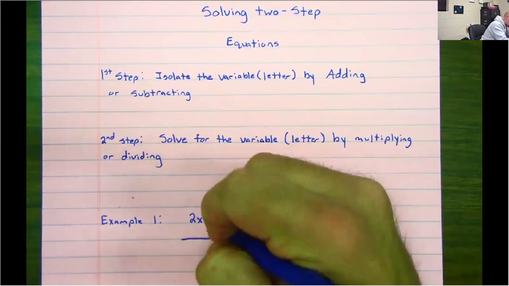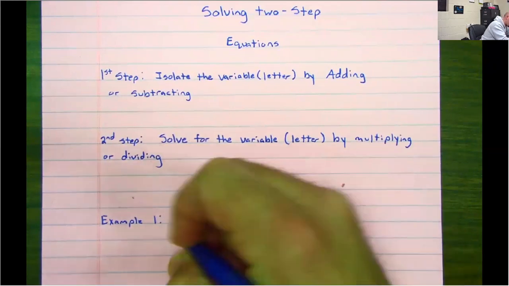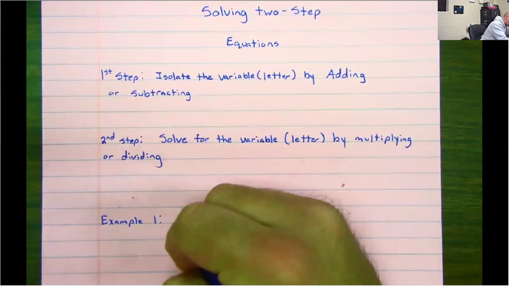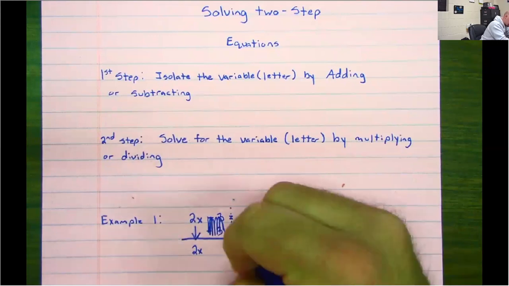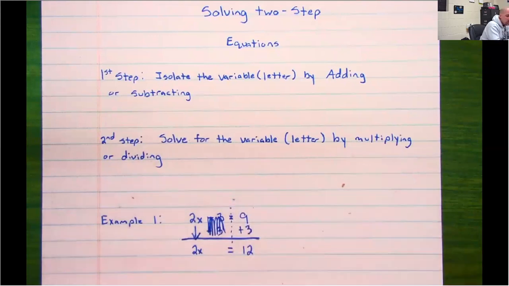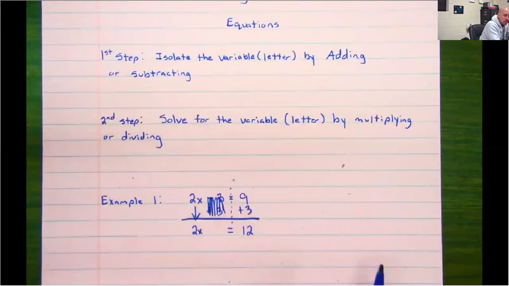The 3 minus 3 zeroes out. It's a zero pair. The 2x comes down. 9 plus 3 is 12. That was your first step.